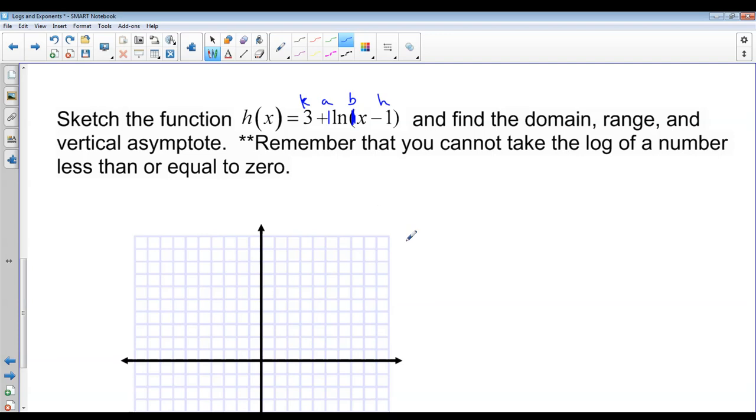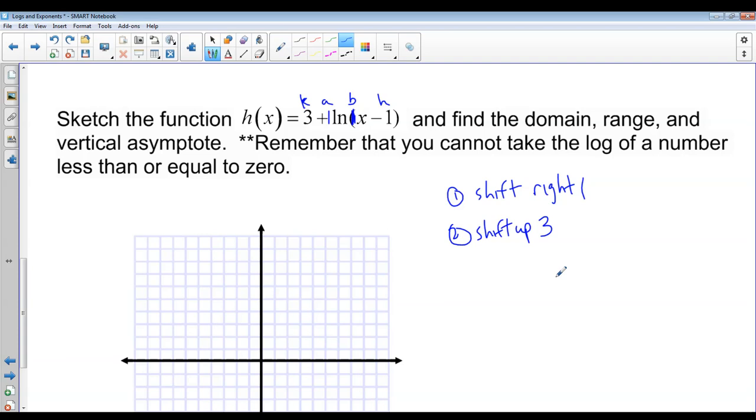So the transformations on this function: there's no reflection, there's no vertical stretch or horizontal stretch or shrinks, but we are going to shift this graph 1 unit to the right. Remember, order matters. So there's the first step. And the second step, we're going to shift up 3.